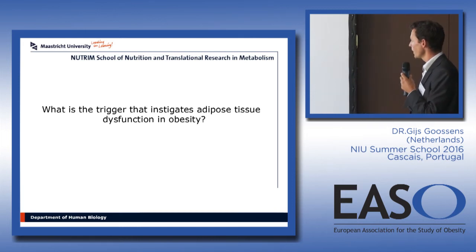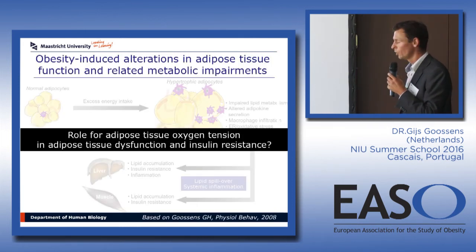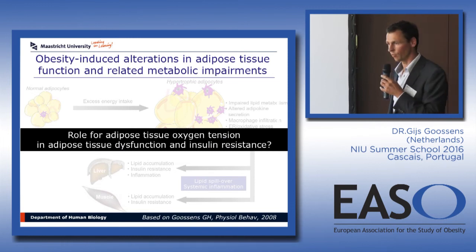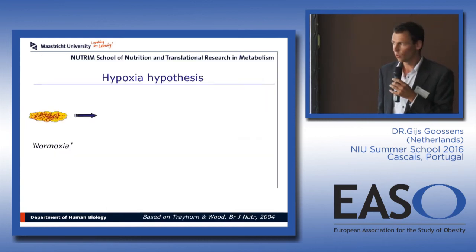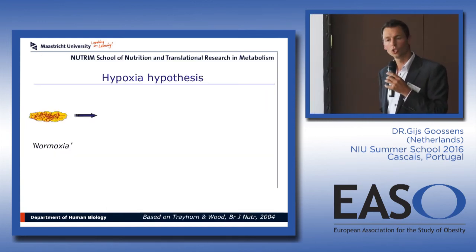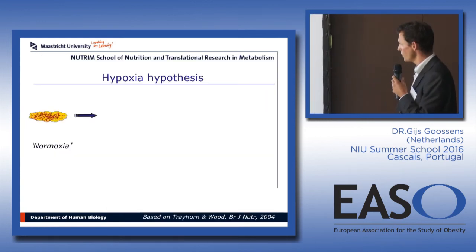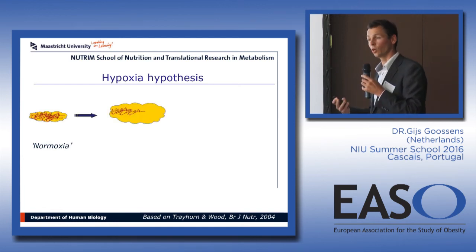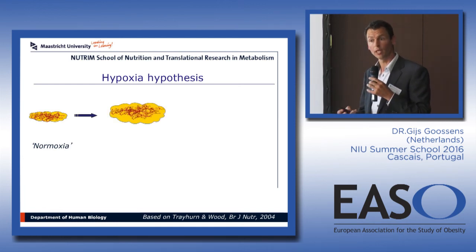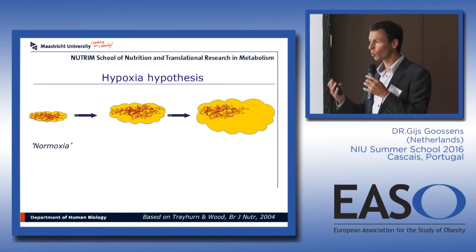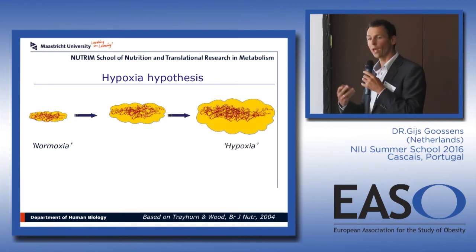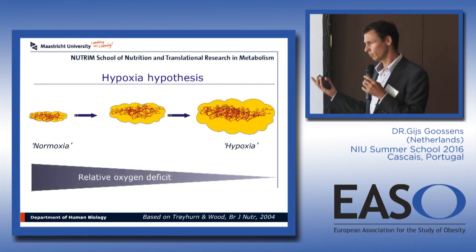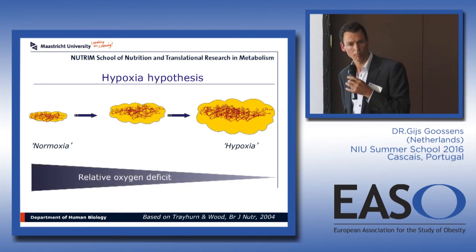But I would like to spend a few slides on a novel factor, and that is the oxygenation of adipose tissue. And it was actually Paul Trayhurn from the UK who postulated several years ago that during the progressive development of obesity, angiogenesis, so the formation of new blood vessels, might be insufficient to maintain normoxia in the entire adipose tissue depot. And as a consequence, a relative oxygen deficit, or often used in literature, hypoxia, might occur.